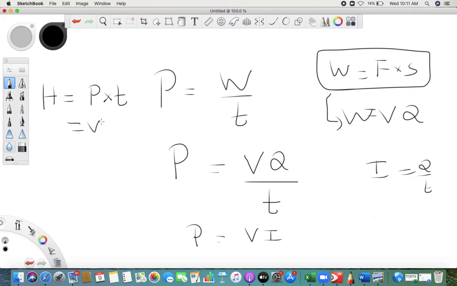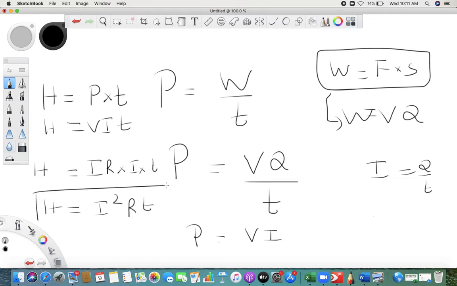Now, P is equal to VI. So it is VIT. Now V, according to Ohm's law, we can write V is equal to IR. So it is IR into I into T. So it is I square RT. Okay. So H is equal to I square RT. This is the equation of heat energy. H is equal to I square RT.